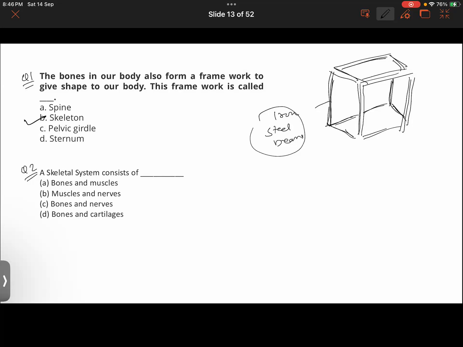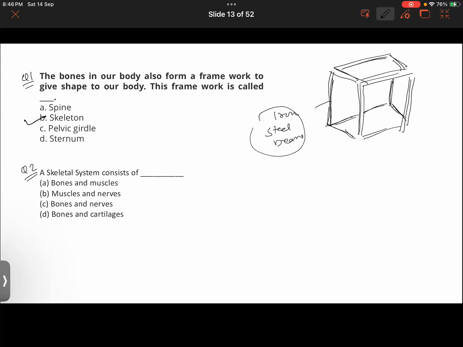Sir, is it B? No, how can it be B? No, sir. I said D. D. Okay, let's see what Salman has to say. Yes, Salman.